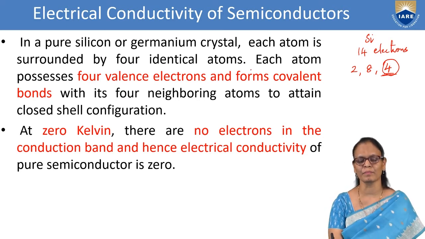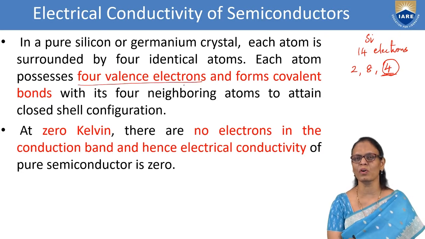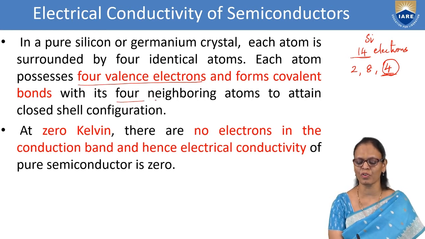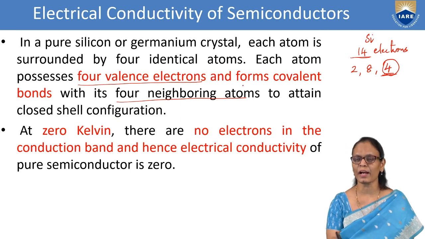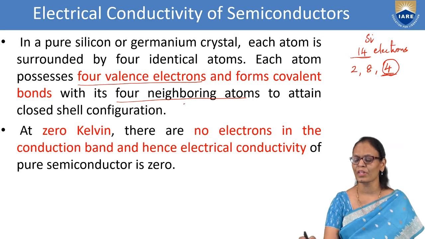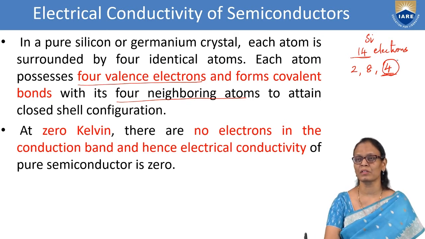So each atom possesses how many electrons? 4 valence electrons. These 4 valence electrons are decided by the electronic configuration, which depends on the atomic number. So 2, 8 and 4. These 4 valence electrons form covalent bonds with their 4 neighboring atoms. Why do they have to form bonds? Covalent bonds, all of you know, are bonds in which sharing of electrons takes place. So here, why are they forming? Because for an orbit, it has to be stable.